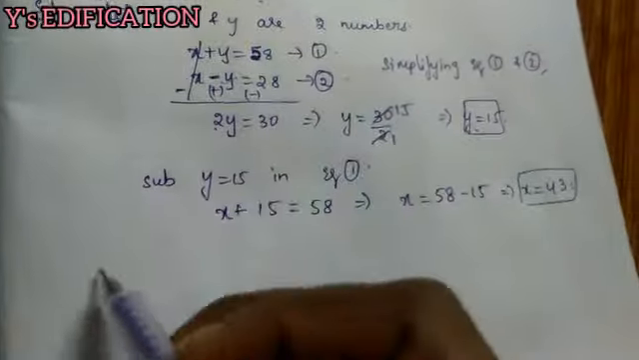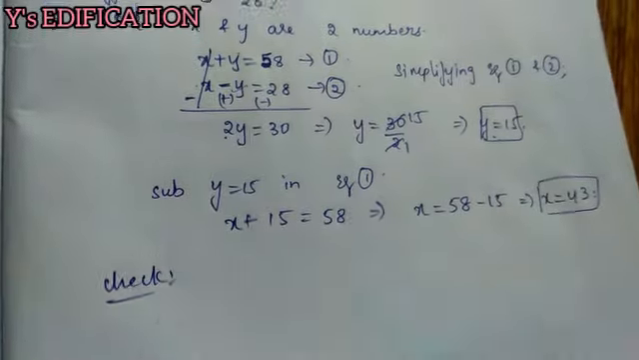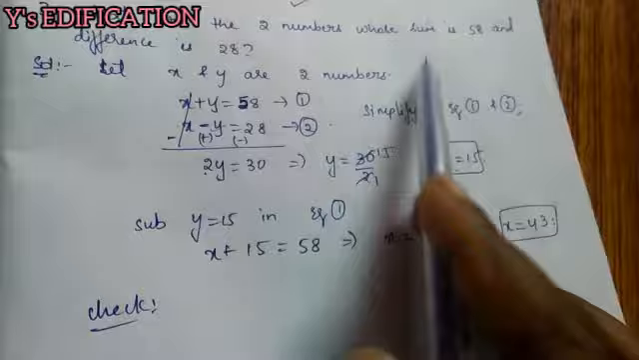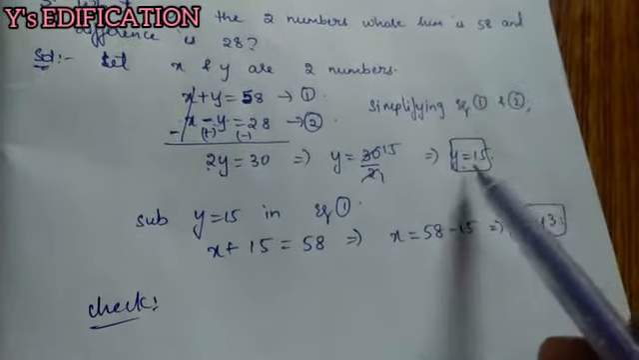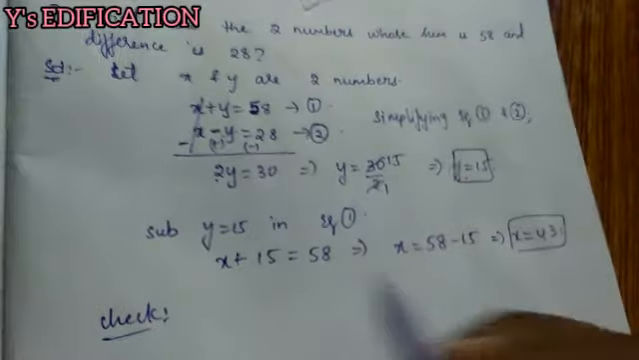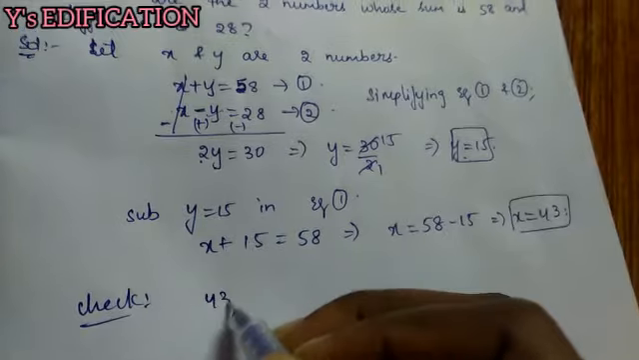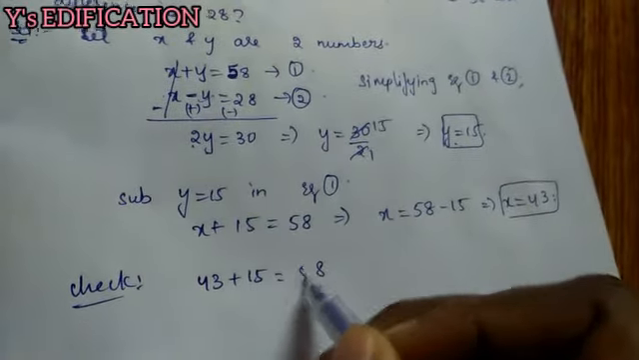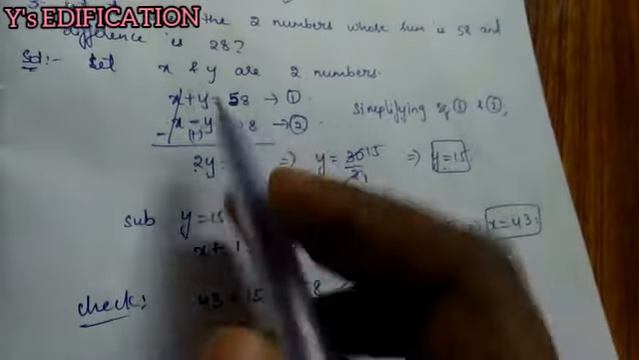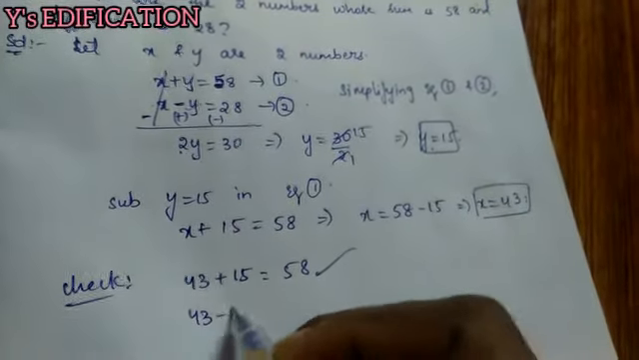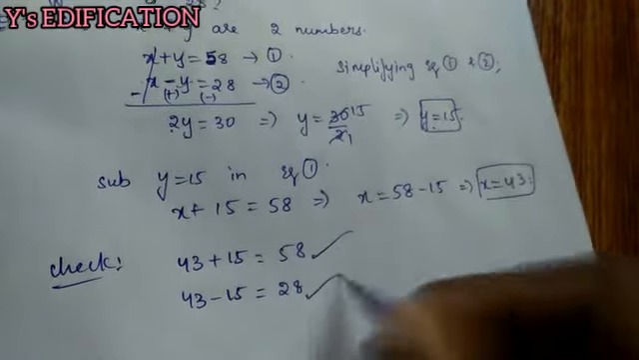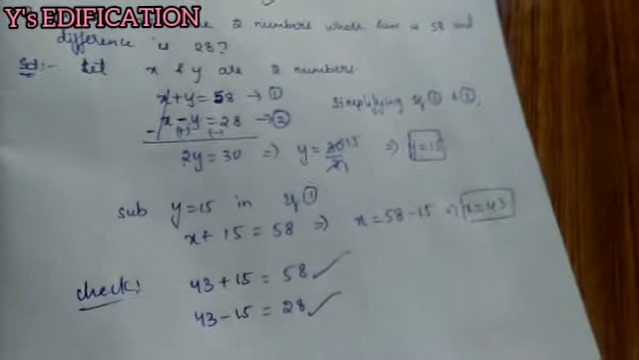Now I have to check whether the answer is right or wrong. They gave that the sum of the two numbers is 58. If I add these two numbers, my answer should be 58. Let me do that. 43 plus 15. What is 43 plus 15? 58. This is right. And the difference is 28. If you subtract 43 minus 15, you have to get 28. This is also right. So my answers are correct.